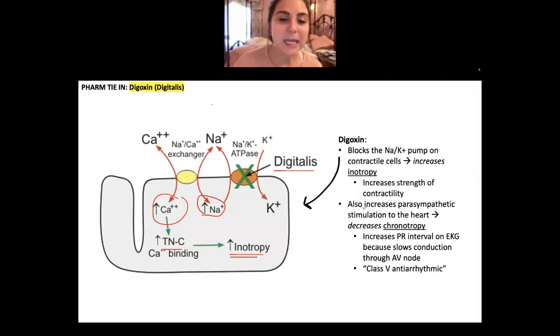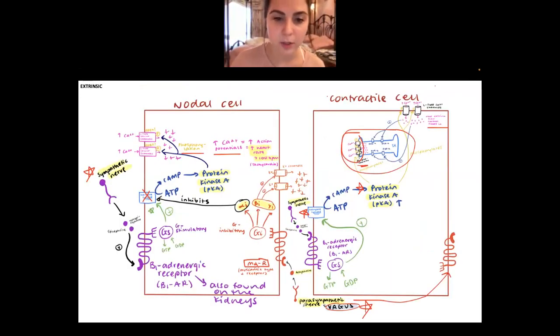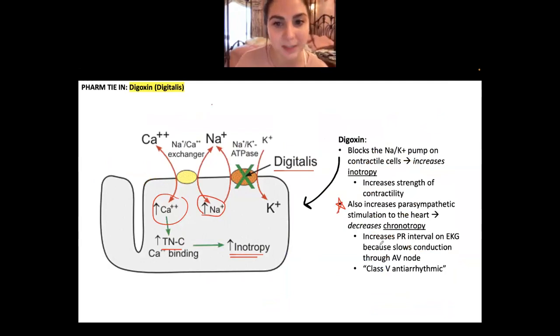It actually decreases chronotropy, and this is the part I'm going to talk about later with its antiarrhythmic function. This is its antiarrhythmic effect. It's actually going to increase the amount of parasympathetic stimulation that goes to the heart, specifically through the AV node. And again, a lot of the antiarrhythmics work specifically through the AV node. So that's going to increase your PR interval. You're basically trying to induce heart block, and that's why you can give it for its antiarrhythmic function.